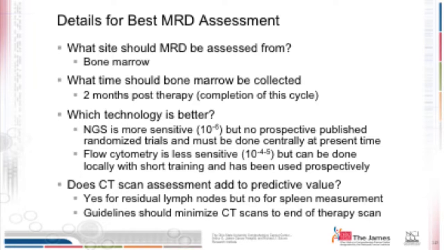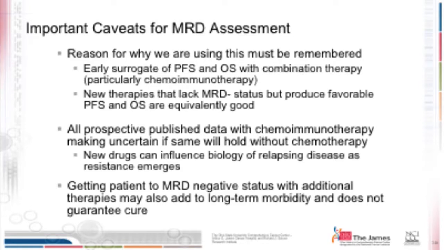As we move forward, a caveat I would say is we have to remember why we're doing these studies. We're looking for an early surrogate of progression-free survival and overall survival, and our new therapies that lack MRD negative status are producing this endpoint. And so if our combined therapies are producing toxicity in the long run, that has to be considered, and that's why incorporating all of the data with our new and old therapies is important to making decisions. All of our prospective published data have been with chemoimmunotherapy, making it uncertain whether, if we throw out chemotherapy, which at least a subset of the field is going to do, this will hold true.